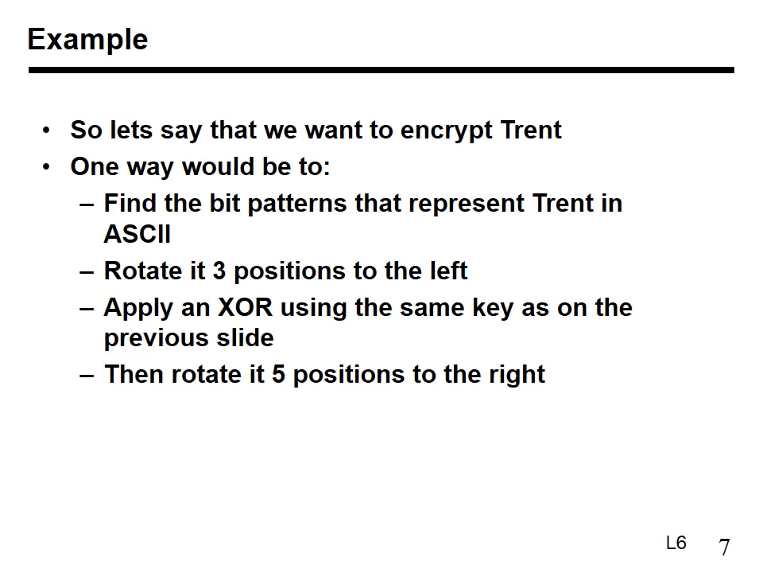So let's say we want to encrypt the word Trent. One way would be to find the bit patterns that represent Trent in ASCII. So just look on your ASCII chart and find the pattern for the capital T and lowercase r and so on. Then we're going to rotate it 3 positions to the left. Apply an XOR using the same key as on the previous slide, so that's F0, and then rotate it 5 positions to the right.